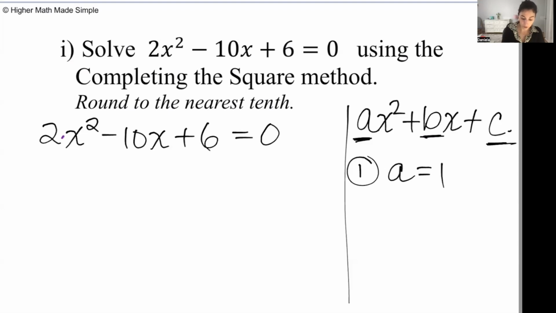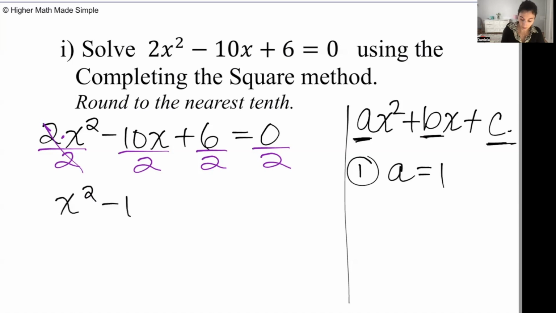Well, remember this is 2 times x squared, so we can divide by 2, because 2 divided by 2 is 1. But the catch that people mess up on is the fact that you have to divide every single term by 2. Okay, so now when we simplify, we have x squared minus 5x, 6 divided by 2 is 3, and then 0 divided by 2 is 0, right?